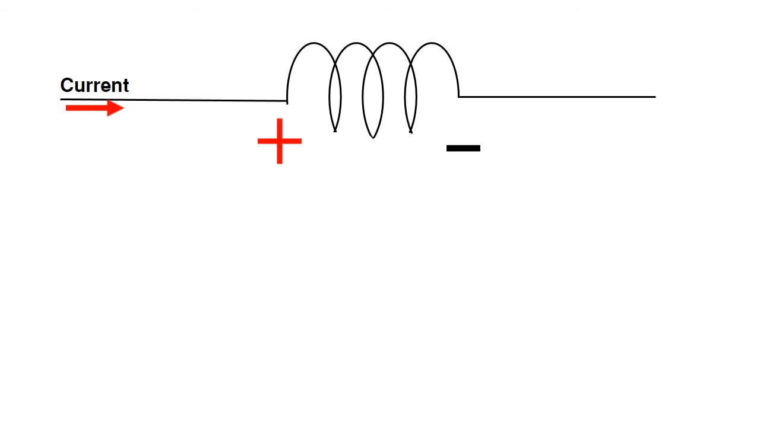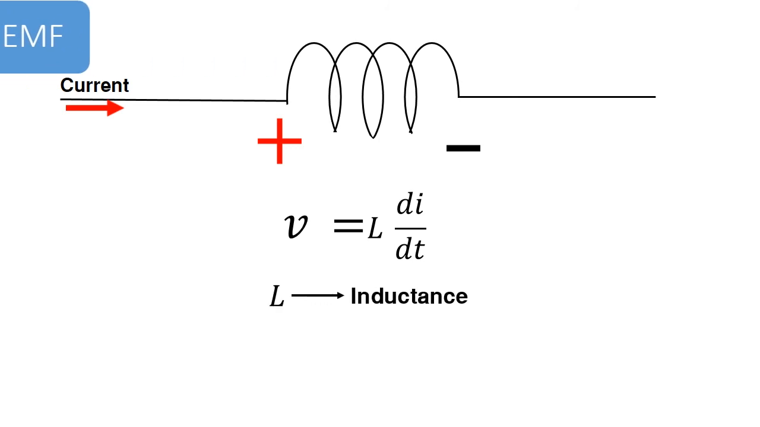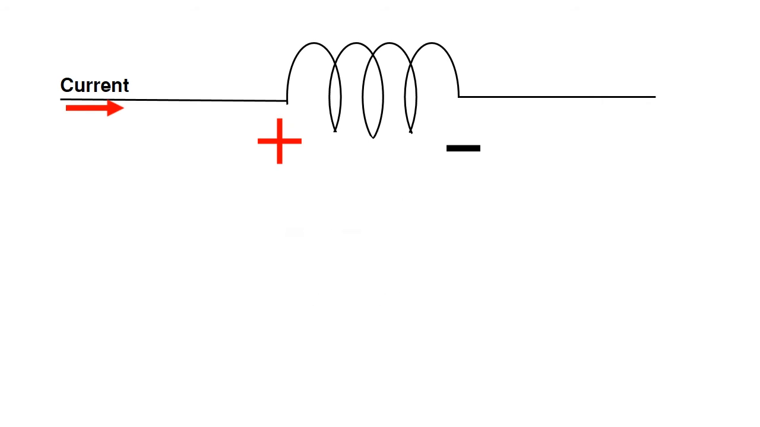This feature to oppose the change in current is known as inductance. The EMF generated is referred to as self-induced EMF since the magnetic flux generated is due to the coil itself. This EMF is directly proportional to the rate of change of current in the coil.